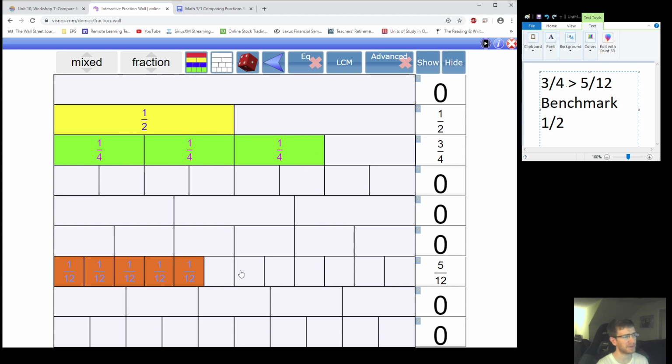So I know we have the visual here, but if we thought about it that way, if we knew that 3/4 is bigger than 1/2, and 5/12, I know, is less than 1/2, we wouldn't have to model, and we could quickly know that 3/4 is bigger than 5/12 just looking at the benchmark 1/2. All right, let's take a look at another one.